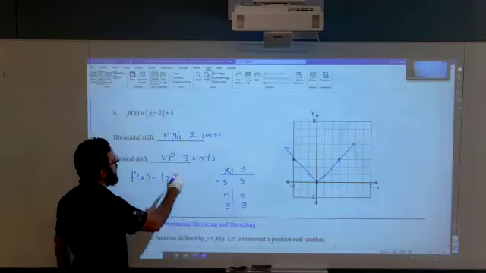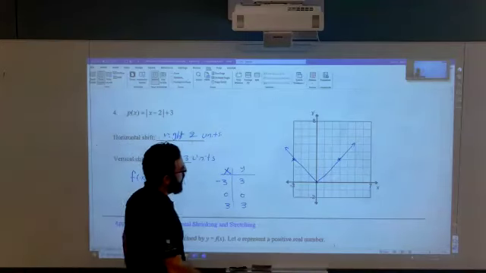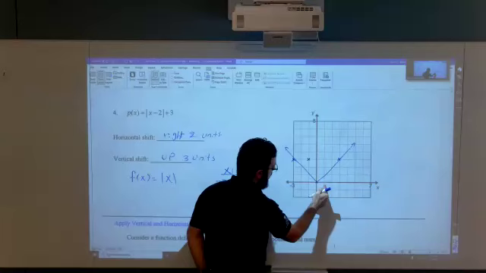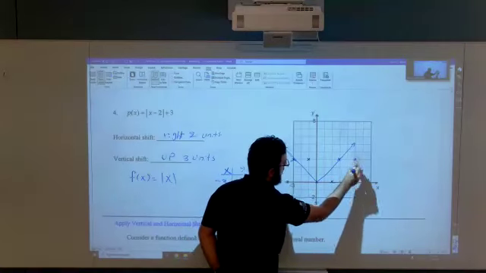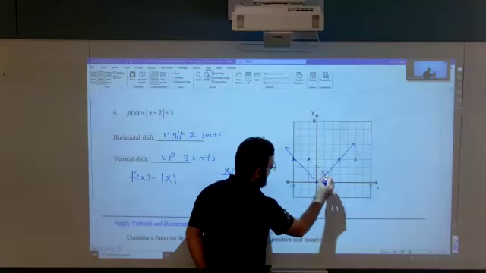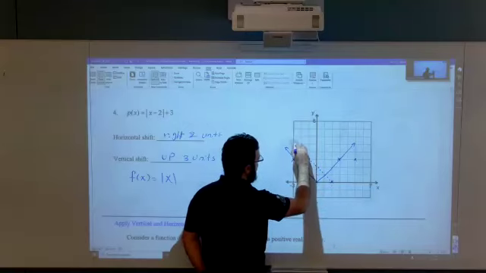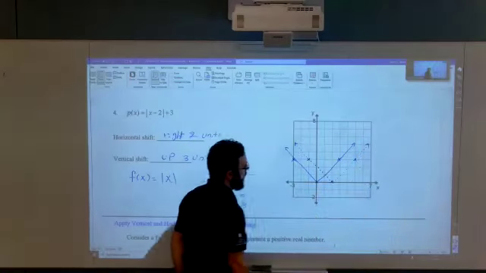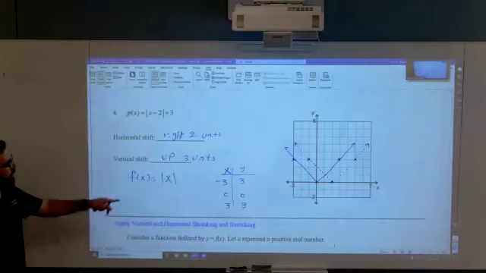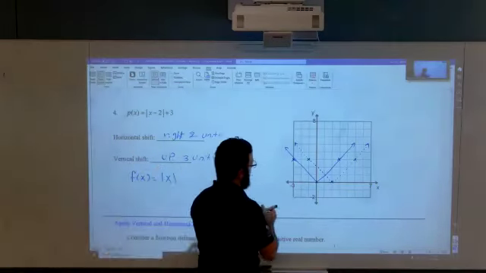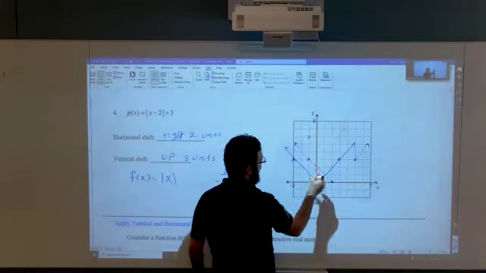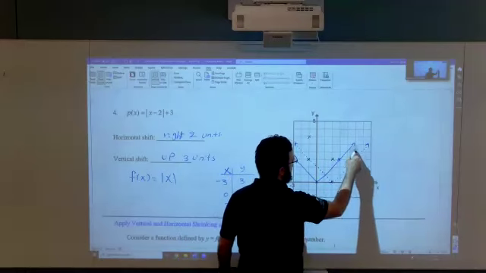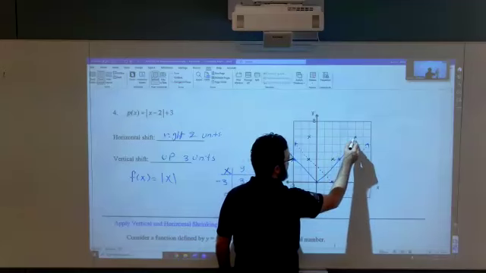To the right, how many units? 2 units. So I'm gonna shift 2 units to the right. This point is going to be here. New point here. This one is going to be here. So the new graph, there's the transition. It's going to be like this. Okay. Now we're gonna shift up how many units? 3. So 1, 2, 3. This point 1, 2, 3. This point 1, 2, 3. This is the new graph.